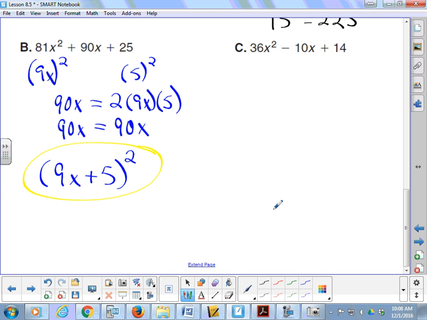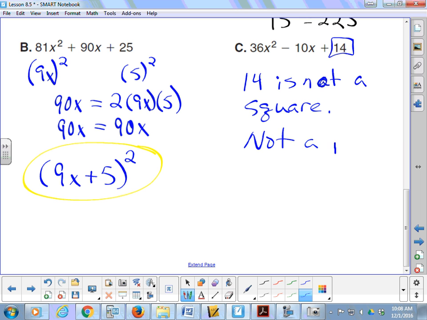Letter C, is that a perfect square trinomial? Why not, Charlotte? 36x is what? Right, get the 14. Since 14 is not a square, it's not a perfect square trinomial.